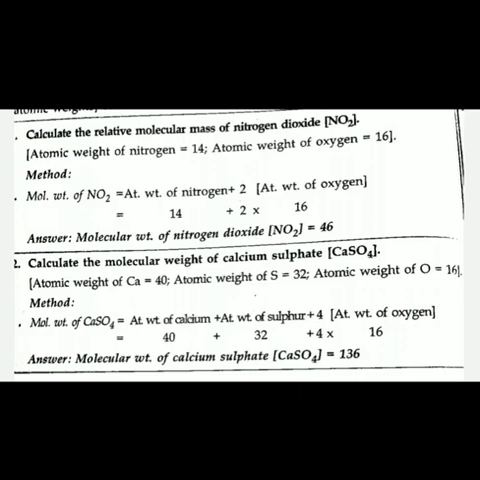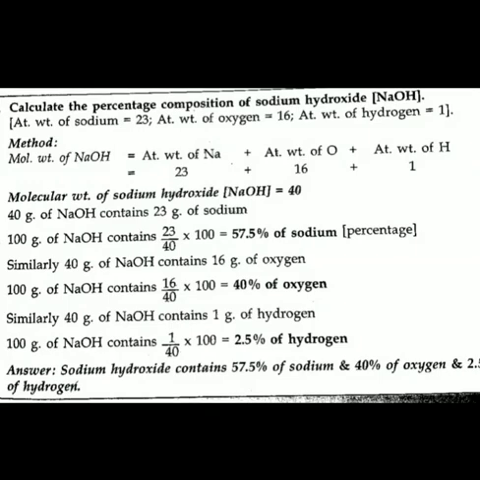Next we discuss how will you calculate the percentage composition of a compound. Here one question, see, like this only. To get the percentage composition of a compound, first you find out the relative molecular mass of the compound. Then after you have to calculate the percentage of each atom in the compound. So here one question is here, calculate the percentage composition of sodium hydroxide. Okay. So first you write the formula of sodium hydroxide, that is NaOH.